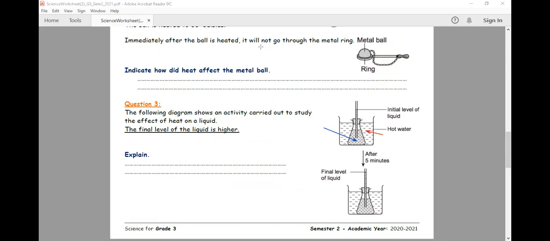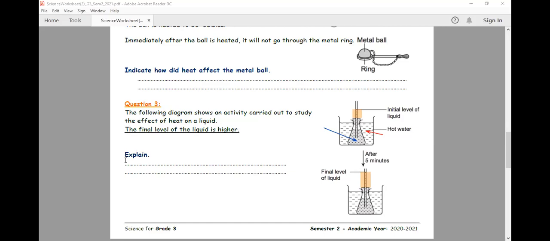After a while, look, the level of water was here, and it expands. The level of water rose. What happened, Sasha? What happened, Zakaria? The liquid expanded. What caused the liquid expansion? Who is the source of heat in here?